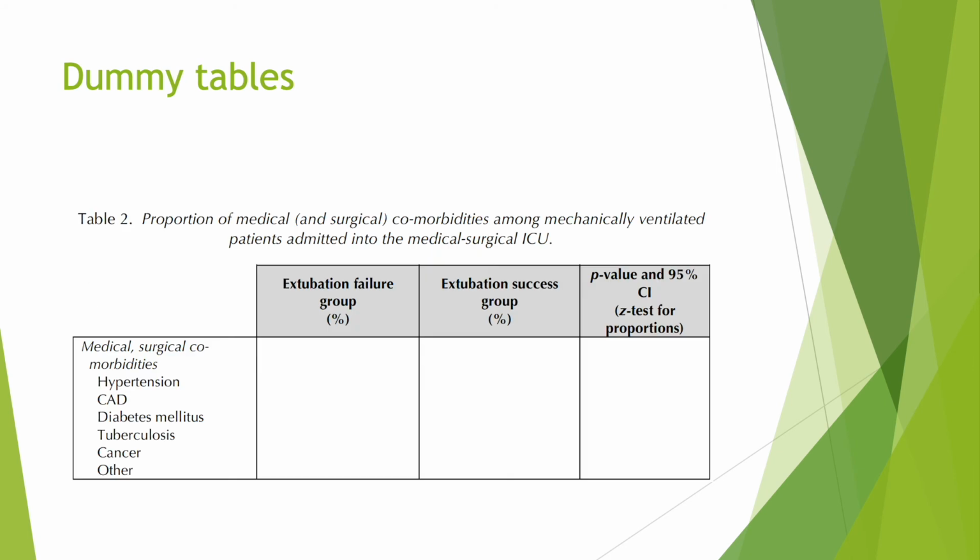Now, here's an example of a dummy table. Among the researchers' objectives in this project was to describe two particular groups, namely those who experienced extubation failure and those who did not, in terms of medical and surgical comorbidities. Here, he would like to tabulate the frequency of those with hypertension, coronary artery disease, etc. for each group, and compare the percentages using the z-test to see if they are significantly different from each other.